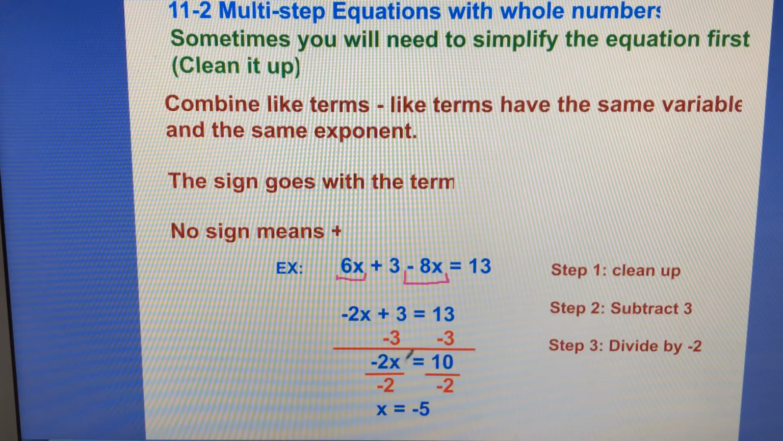Layla, what do you think? This is multiplication, so I use the opposite operation. I divide by negative 2. And x equals negative 5.